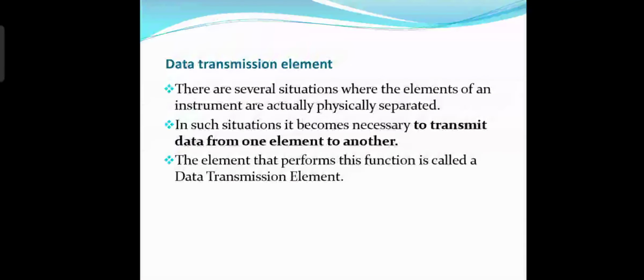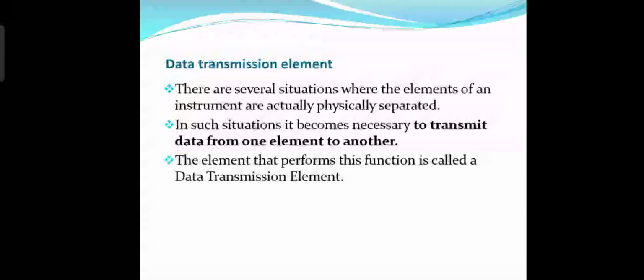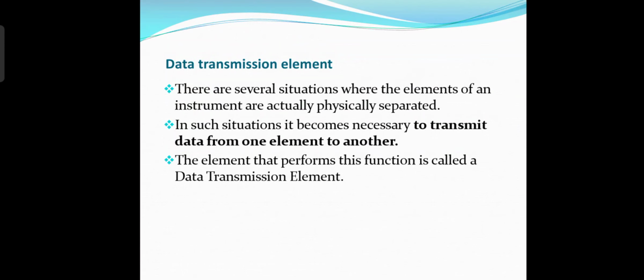The next block is the data transmission element. There are several situations where the elements of an instrument are physically separated. In such situations, it becomes necessary to transmit data from one element to another. It can be wired or wireless as the situation demands. The element that performs this function is called the data transmission element. The data conditioning and transmission stages are commonly termed the intermediate stage.